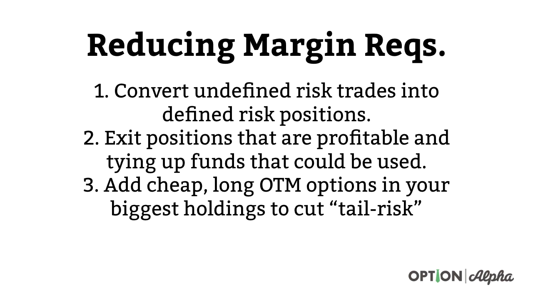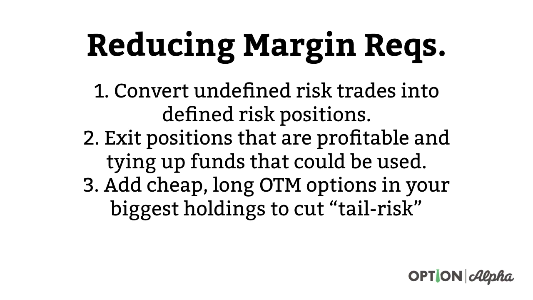First, you convert undefined risk trades into defined risk positions. That would mean converting any straddles or strangles that you have into an iron condor or an iron butterfly. You're basically taking these undefined risk positions that are holding a lot of margin and converting them to defined risk, which caps the margin that needs to be held by the broker because they know exactly how much you could lose on these positions.